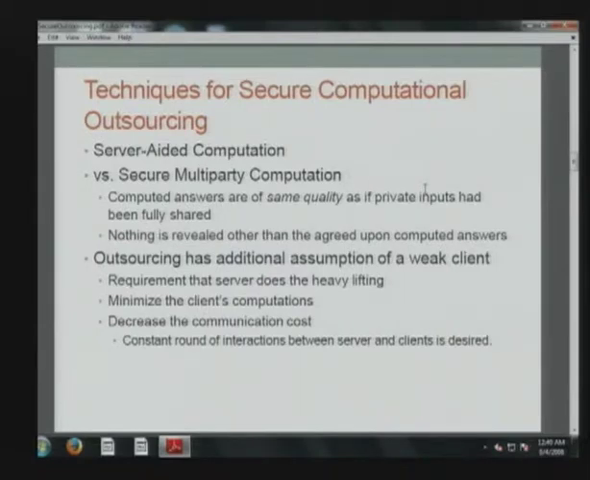Another requirement is that we have to decrease the communication cost. Usually a constant round of interactions between the server and the clients is desired. That's why the tree-based techniques are not so popular, because they use log rounds of interactions. It will cost much more time.